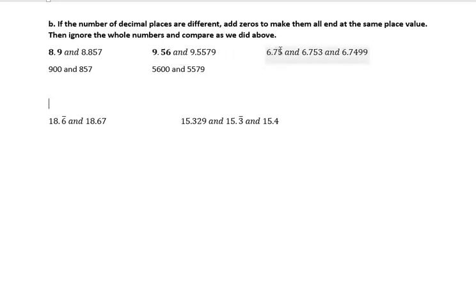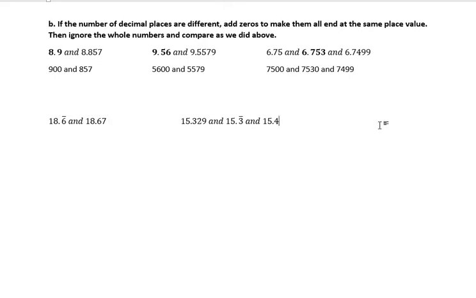Here I have 3 numbers. This one has 2 decimal places, this has 3, and this has 4. All of them have the same whole number, 6. So I need to rewrite those with 4 decimal places, 7,500 and 7,530 and 7,499. Once I have those written with the same number of decimal places, it's easy to see the greatest number that I have is 7,530. Therefore, 6 and 753 thousandths is the greatest number in that set.